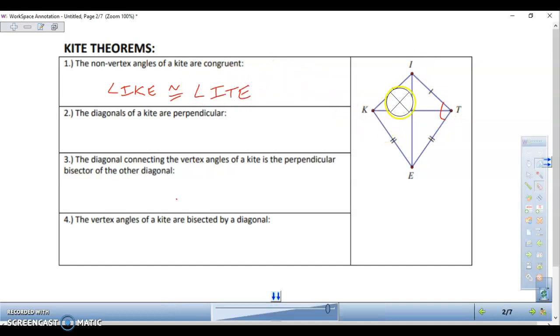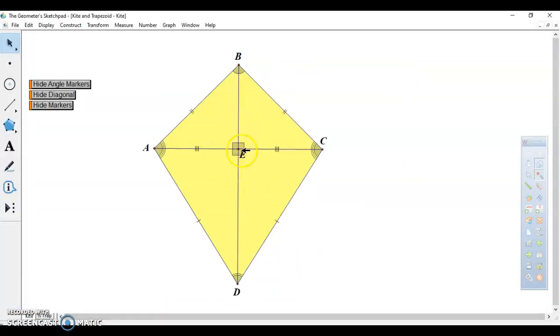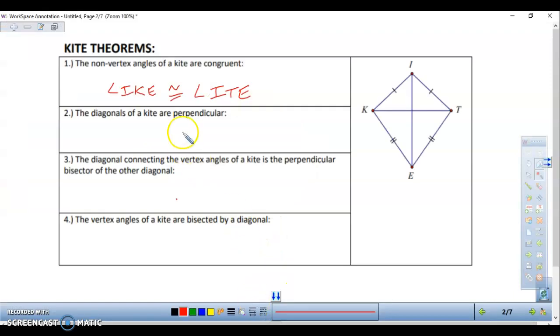All right, next, the diagonals must be perpendicular. And I just showed that to you with my little sketch. The diagonals must be perpendicular to one another. So that means that segment IE would have to be perpendicular to segment KT. And each one of these little angles would be right angles or 90 degrees.